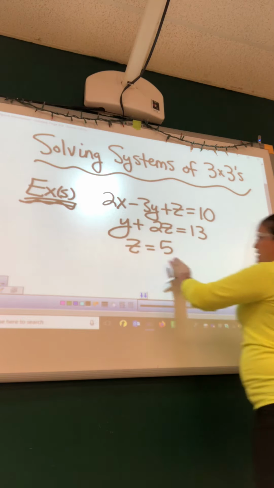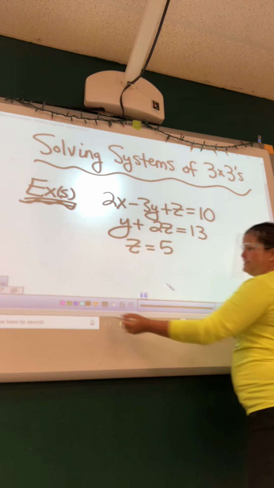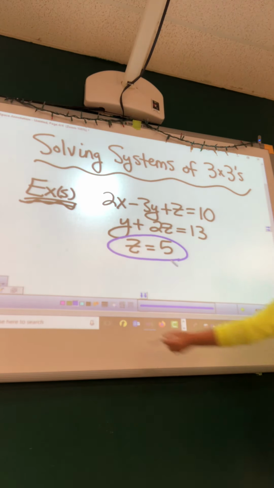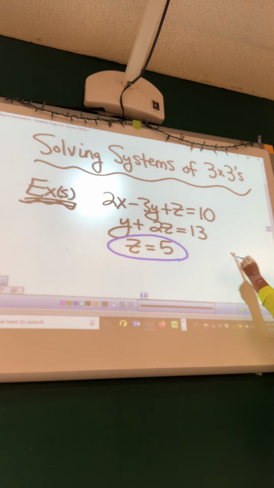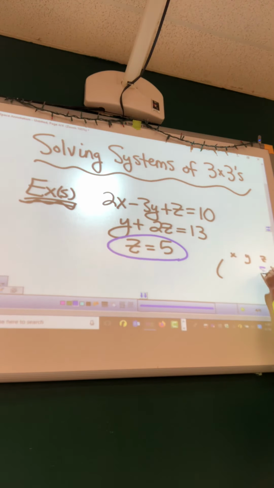This one is nice and neat, okay? Because I already have one of my answers. I told you just a second ago that we're trying to solve for x, y, z alphabetically, and we just have one of our answers, which is nice. We need to find the x and the y. Well, I can substitute that z in and find another variable. Where can I substitute the z in and find another variable?